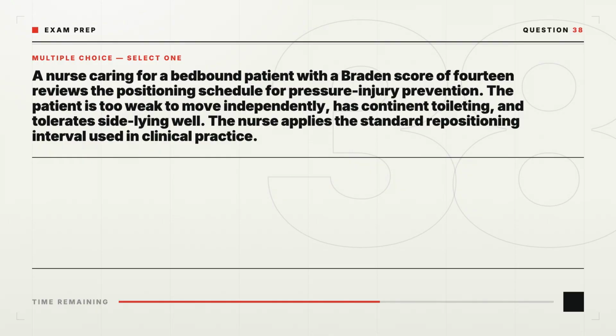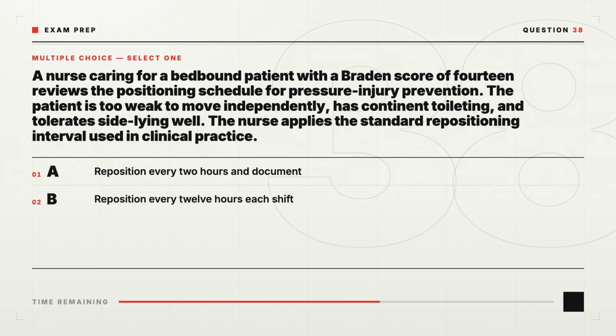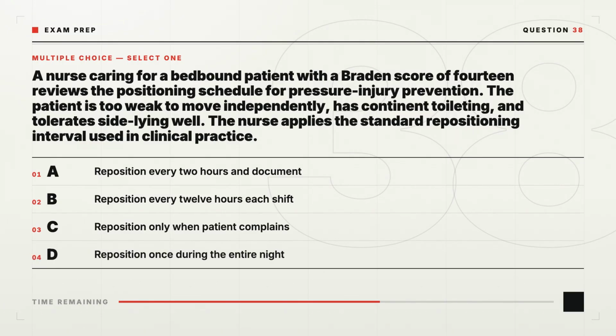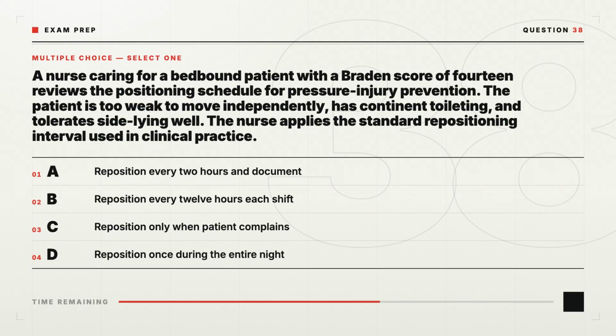Your options are: A. Reposition every 2 hours and document. B. Reposition every 12 hours each shift. C. Reposition only when patient complains. D. Reposition once during the entire night. Which would you go with? Lock it in before the reveal.